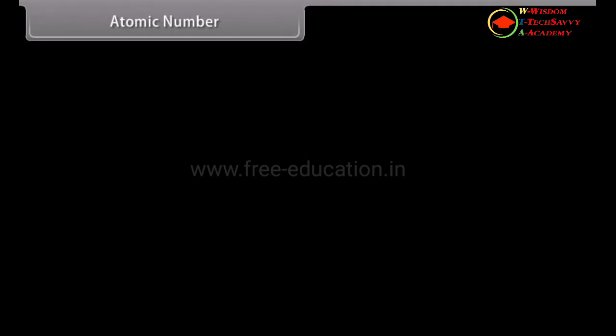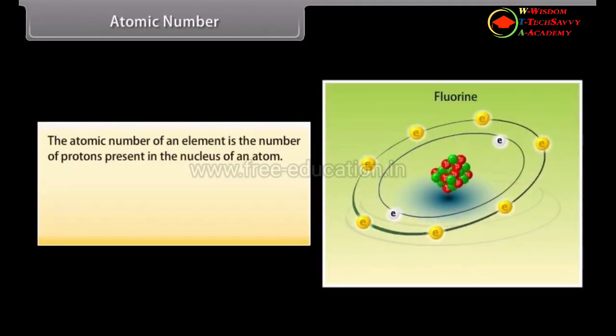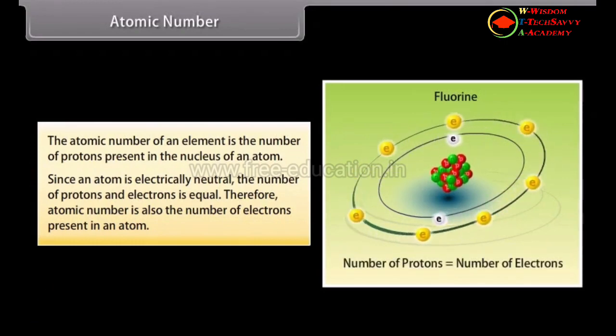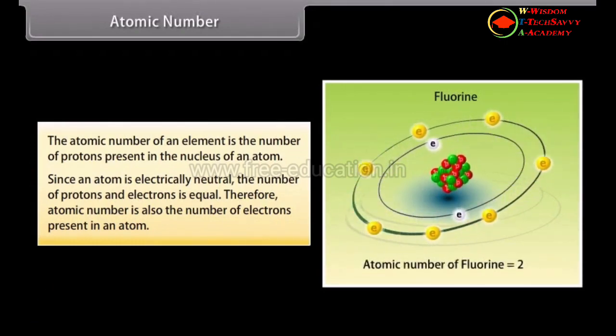Atomic number. The atomic number of an element is the number of protons present in the nucleus of an atom. Since an atom is electrically neutral, the number of protons and electrons is equal. Therefore, atomic number is also the number of electrons present in an atom.